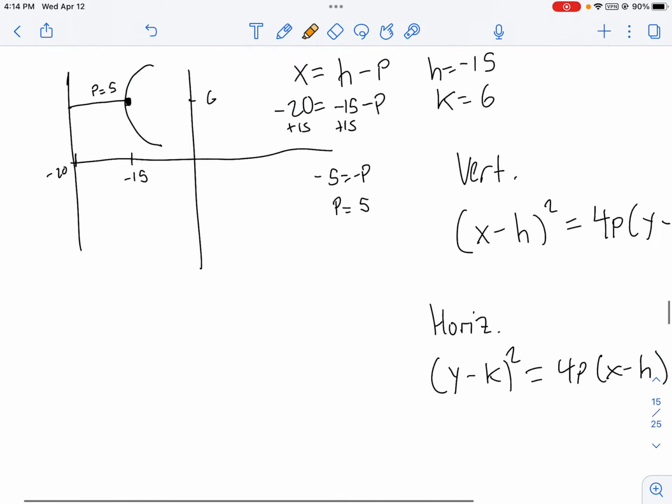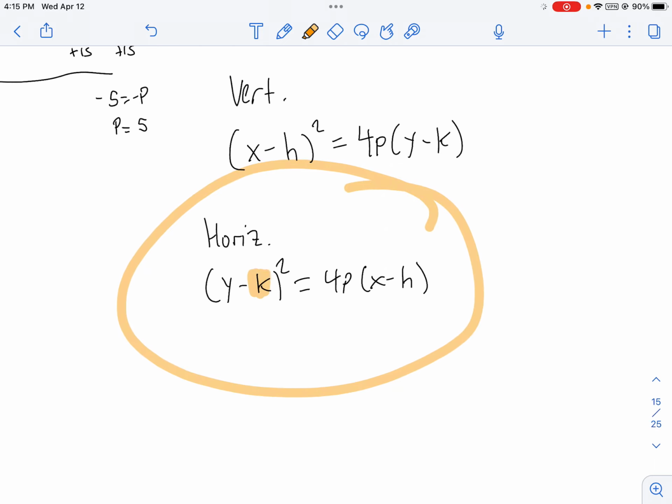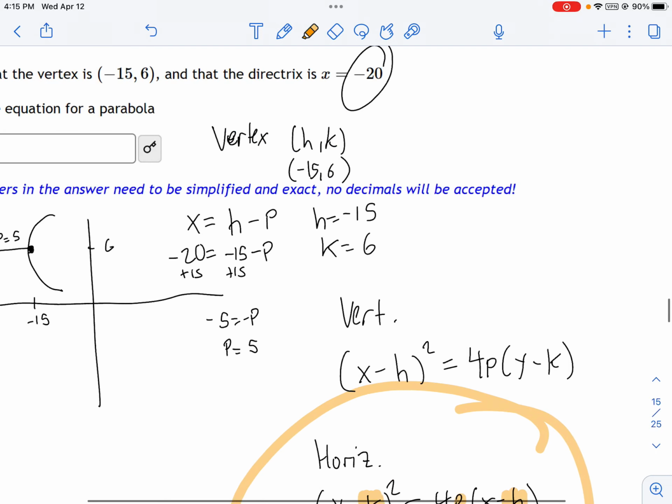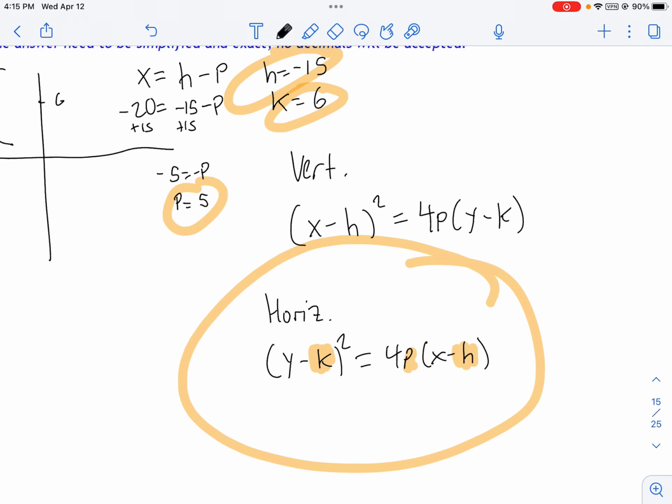So because we're working with a horizontal parabola, we're going to be looking at this equation in particular, and you'll notice that the only variables are the ones we just found: k, p, and h. There's your p, there's your k, there's your h. Plug them in. Literally that's all we're doing. So we have y minus k, which we said was 6, squared, equals 4 times our p-value, 5, times x minus our h, which is negative 15.